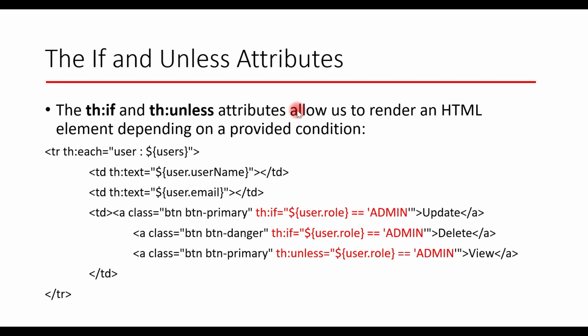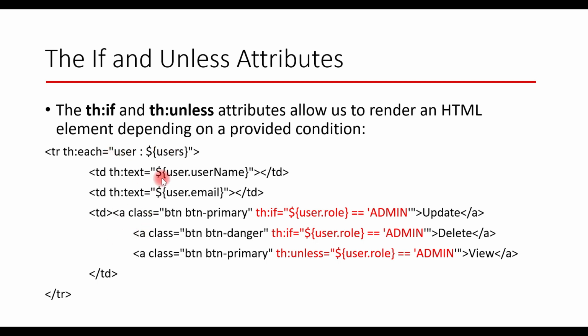If and unless attributes allow us to render an HTML element depending on a provided condition. In some situations we need to render a portion of an HTML template based on some conditions, right? In that case we can use the th:if condition, and the th:unless attribute is basically the negation of the if attribute. Okay, let us see a simple example.